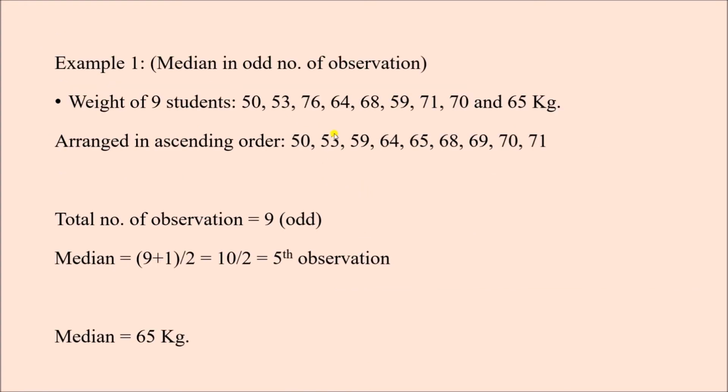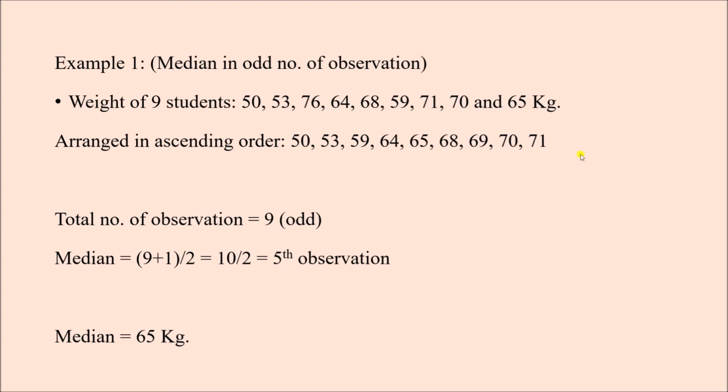So first we shall calculate the median for odd number of observations. Body weight of 9 students are given here, 50, 53, 76, like this. All of them are given in kilogram. First step is we have to arrange them either in ascending or descending order. It is very common to arrange the data in ascending order, that means starting from the lowest value up to the highest value. So we have 50, 53, 59, 64, 65, 68, 69, 70 and 71.